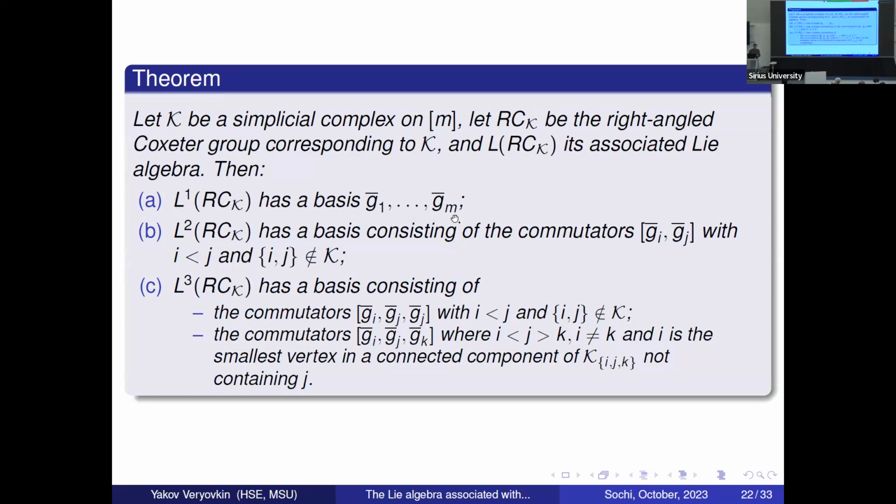L^1 has a basis like this: g_1 class and g_n class. L^2(RC_K) has a basis consisting of the commutators like this with i < j for {i,j} not in K. And L^3 has a basis consisting of the commutators [e_i, g_j] where i < j for {i,j} not in K, and [e_i, e_j, e_k] where i < j > k and i not equal k, and i is the smallest vertex in a connected component of the subcomplex K_{i,j,k} not containing j.